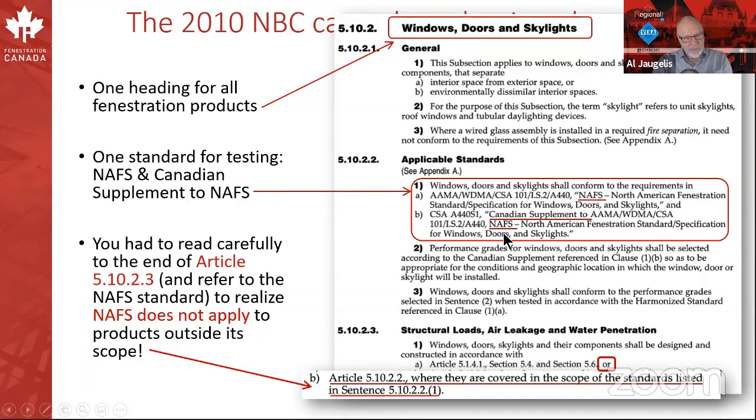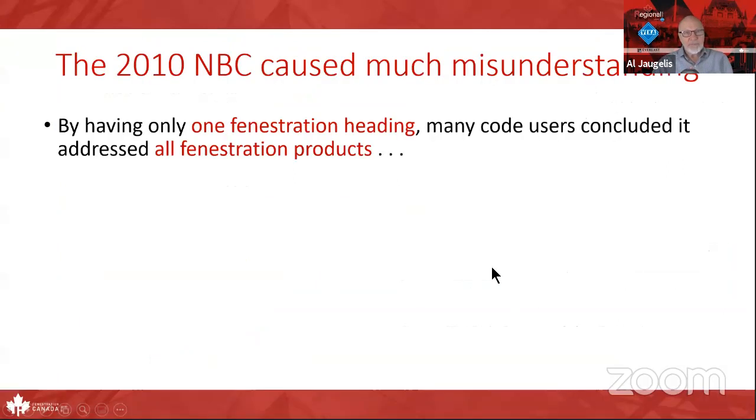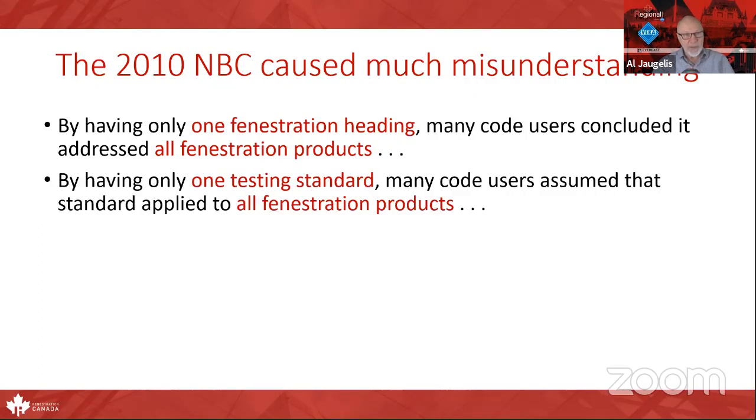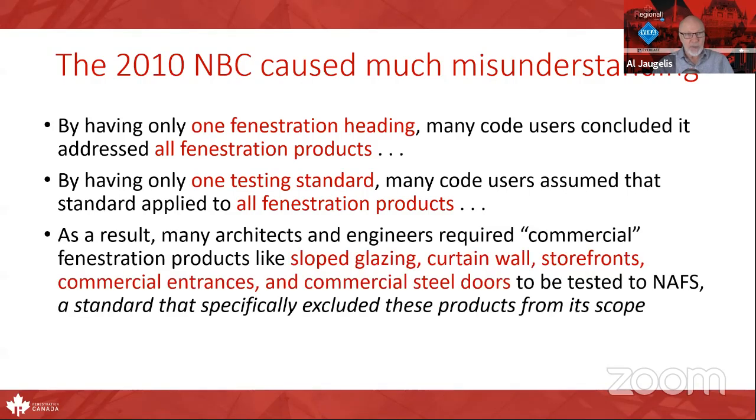So if you read Part 5 carefully, you would have realized there's a scope to that standard, and the standard only applies to the products in its scope. And if you looked at the standard, you would realize all these commercial products did not belong to that standard and were not to be tested under NAFS. But by having only one fenestration heading, many code users concluded it addressed all fenestration products. By having only one testing standard, many code users assumed that standard applied to all fenestration products.